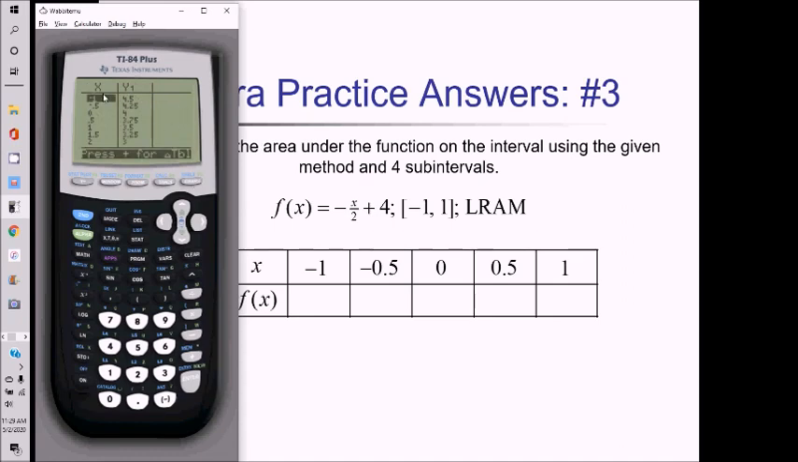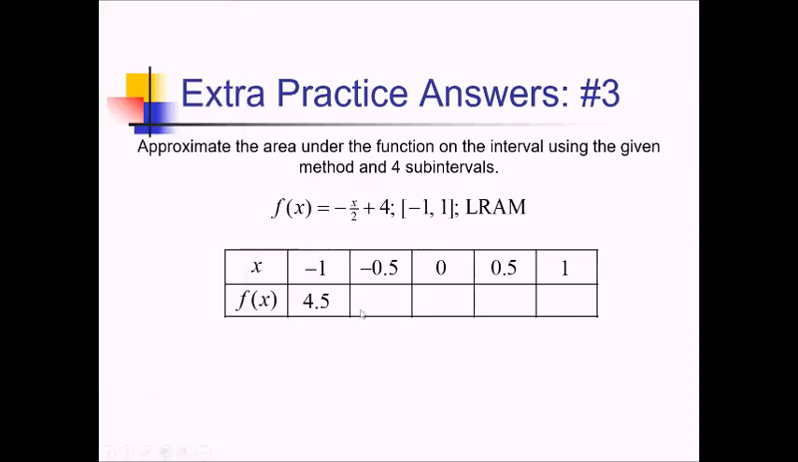So at -1, we get an output of 4.5. And after that, we have 4.25, 4, 3.75, and 3.5. So here are just the values that I got off my calculator a second ago. And 3.5 is the last one. So now let me just do the setup using LRAM.